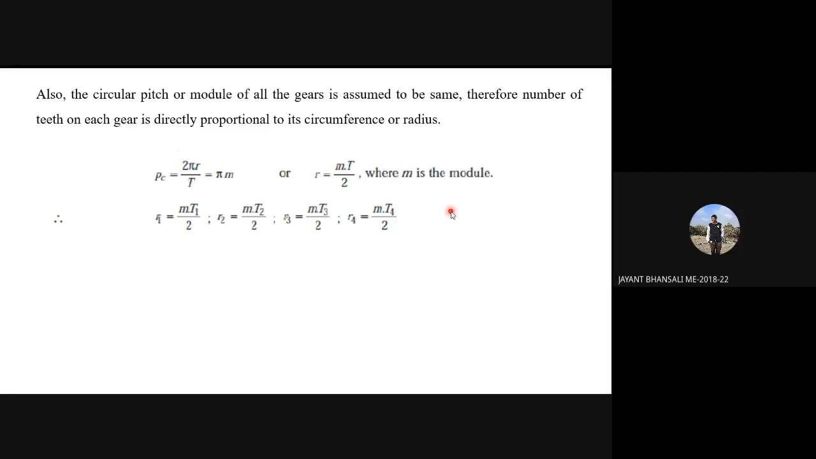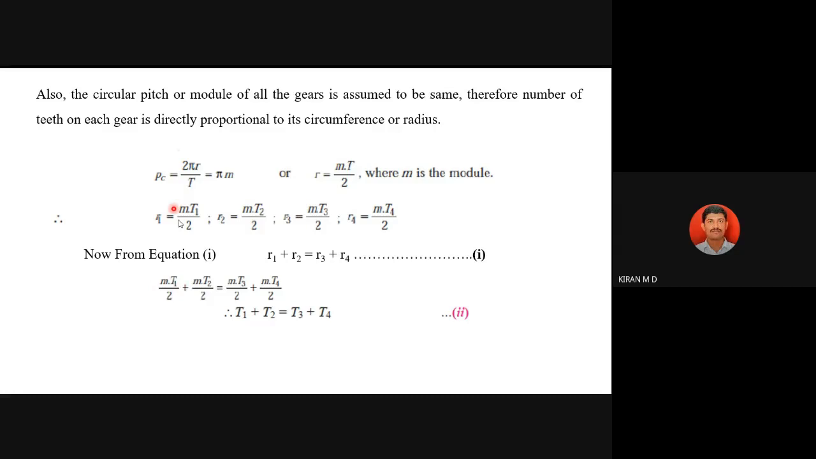Yes, sir. Okay, so now, we know equation 1: R1 plus R2 is equal to R3 plus R4. Substitute these values in equation 1. So what will happen? m t1 by 2 plus m t2 by 2 is equal to m t3 by 2 plus m t4 by 2. So m by 2, m by 2, m by 2, m by 2 gets cancelled. So T1 plus T2 is equal to T3 plus T4.